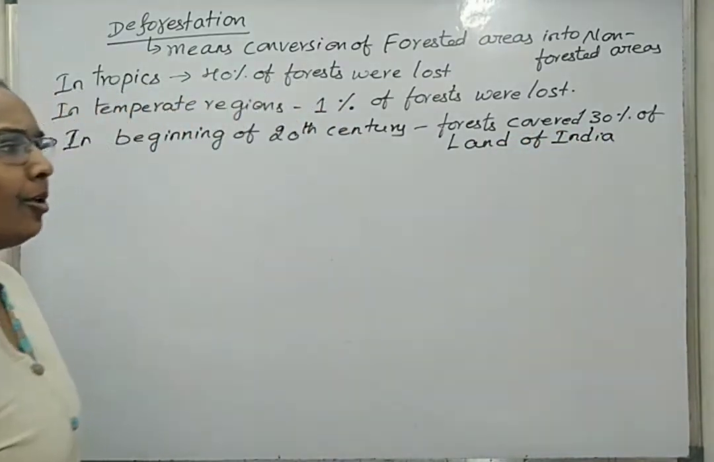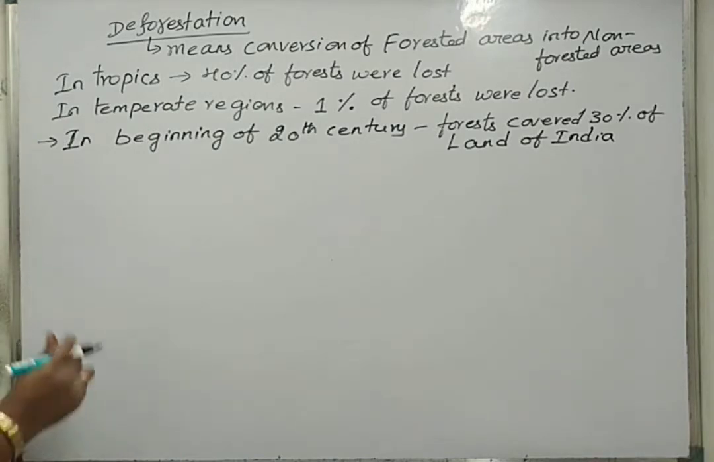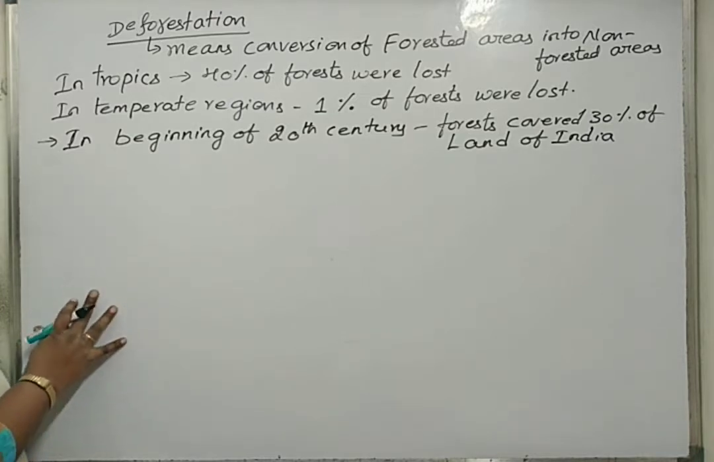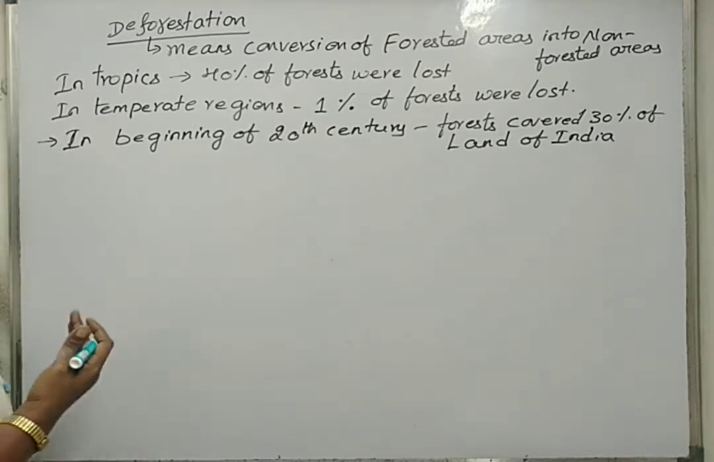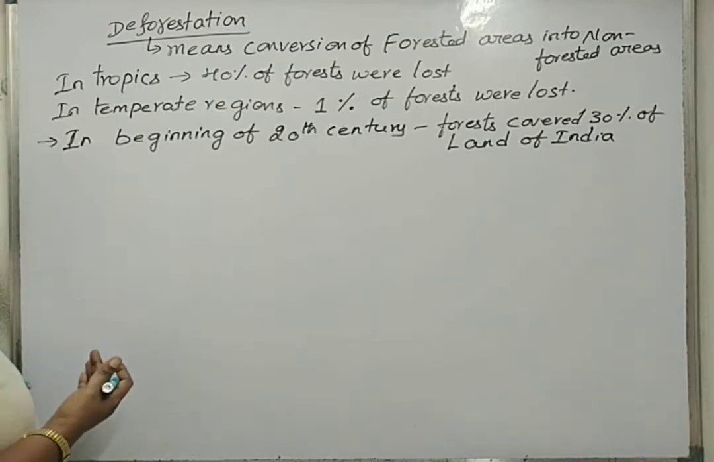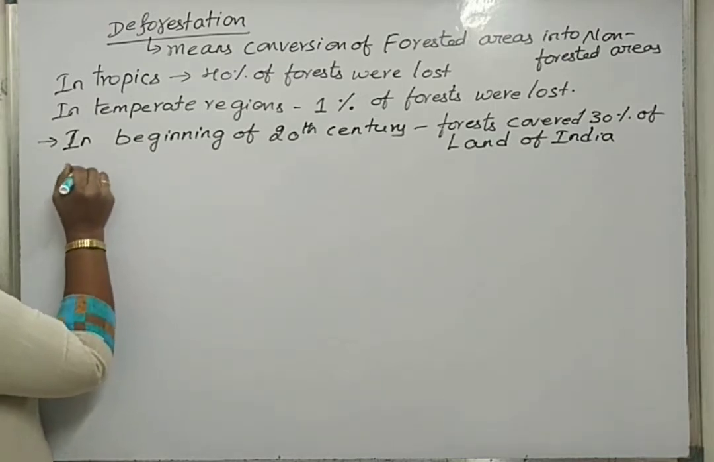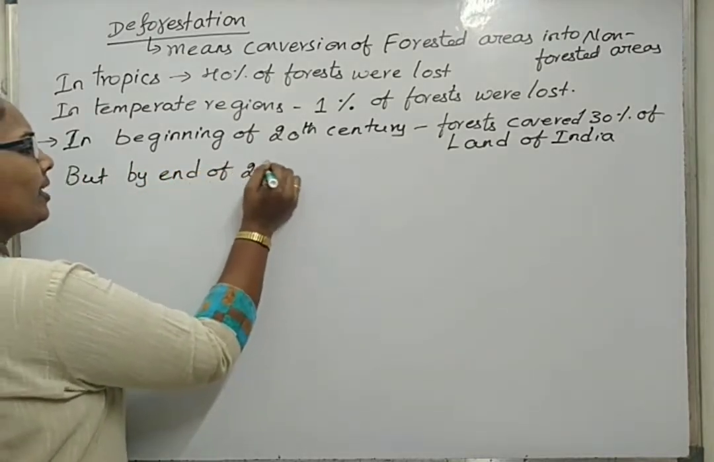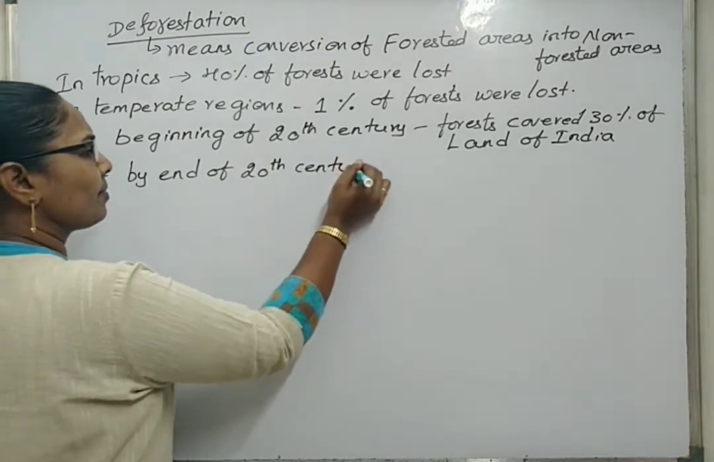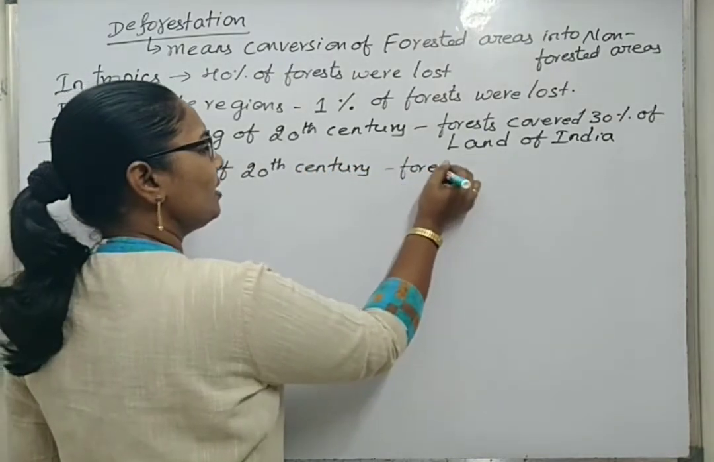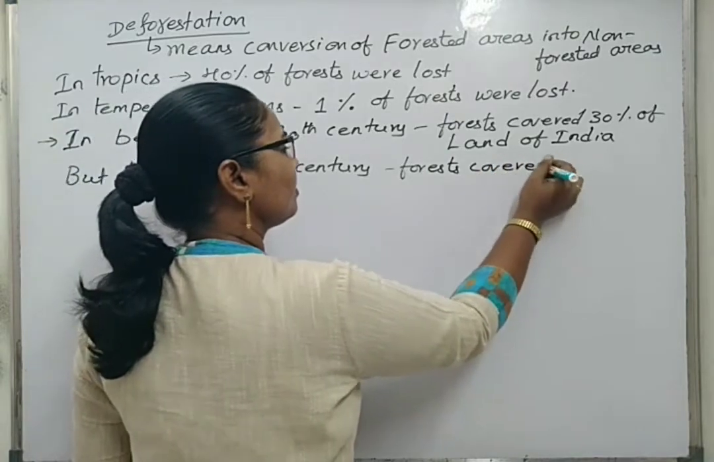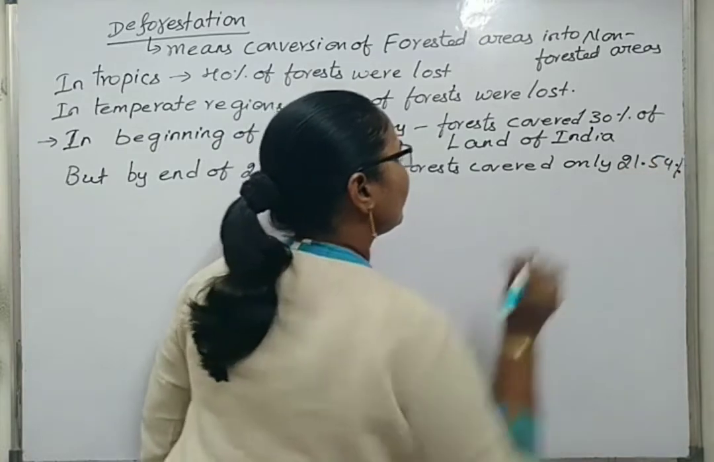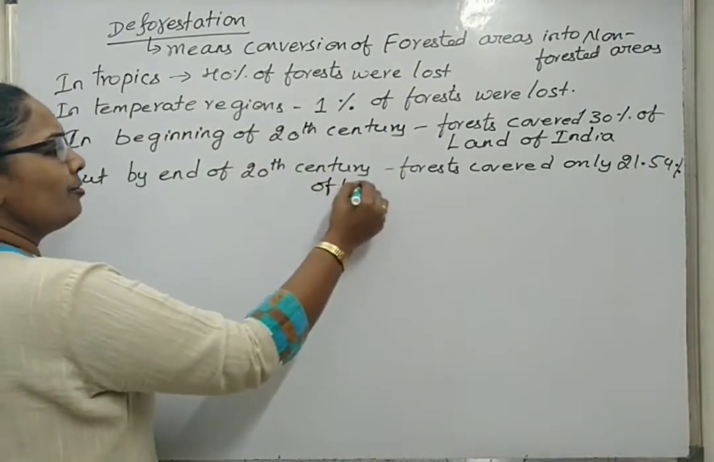But by the end of the 20th century, only 21.54% of land was covered by forests, which means nearly 8.46 percent of land was lost. Forests covered only 21.54% of land in India.